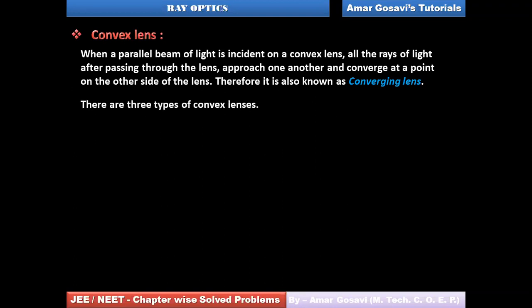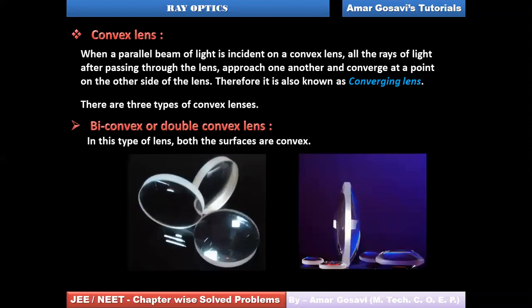So let's talk about the different types of converging lenses, that means the convex lenses. Either it can be a double convex lens, also called biconvex. In this type, you can see both the surfaces of the lens are convex. If you observe this picture, both the surfaces are convex in nature. Such kinds of lenses we call double convex. Please make a note of it before I show you the next type.